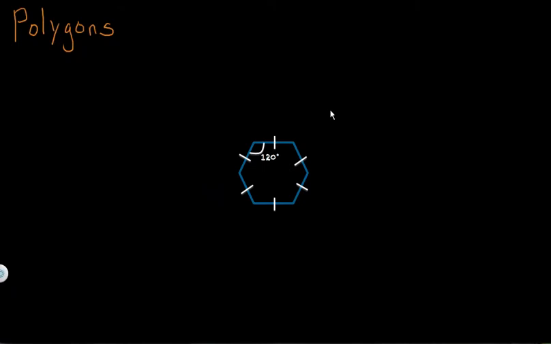One special type of polygon that we're particularly interested in is something that's known as a regular polygon. A regular polygon is a type of polygon. It fits all the rules of a polygon, but in addition, it is equiangular and it is equilateral. All right. So a regular polygon is equiangular. And it is equilateral.